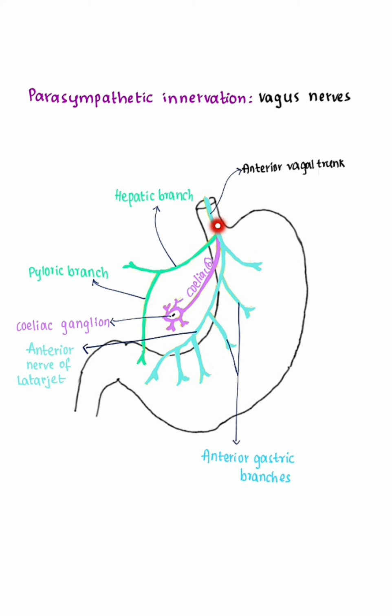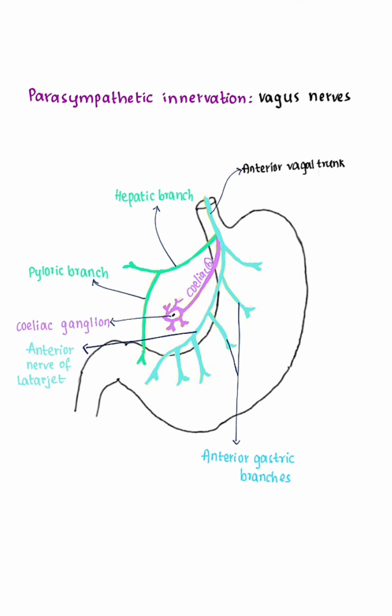The anterior vagal trunk gives three branches: hepatic branch, celiac branch, and anterior nerve of Latarjet. The hepatic branch supplies the liver and gallbladder.